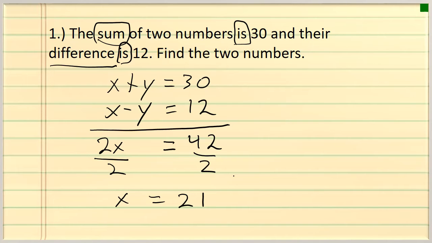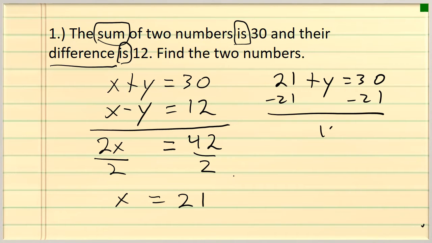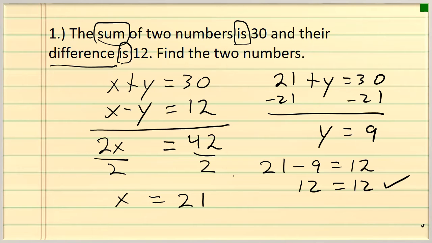I then can pick either one of my equations and plug 21 in for X, and I get 21 plus Y equals 30. Subtract 21 from both sides, and Y is equal to 9. I can test this on the other equation and write 21 minus 9 equals 12. 21 minus 9 is 12. 12 equals 12. There's my check step, and I have figured out what X and Y are.